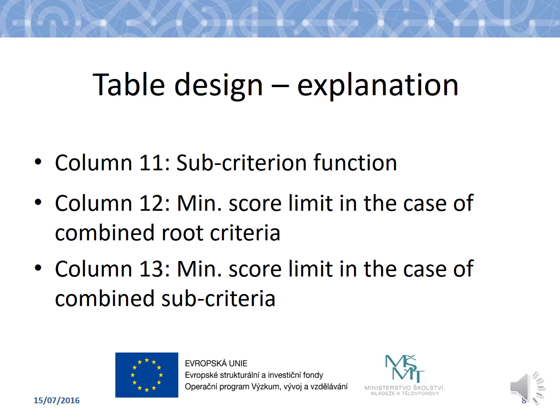evaluative or combined criteria. Column 12, minimal score limit in the case of combined root criteria, is valid only in the case of a combined criterion. It contains a minimum score limit which must be reached in aggregate for the root criterion. If this value is not reached, the project has failed the substantive evaluation and is excluded from further evaluation process. If the criterion is not combined, the individual cells are marked like X. Column 13, similarly to column 12, column 13 indicates the minimum score necessary for sub-criteria.